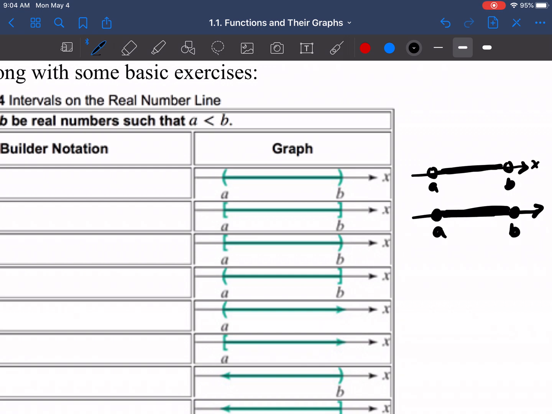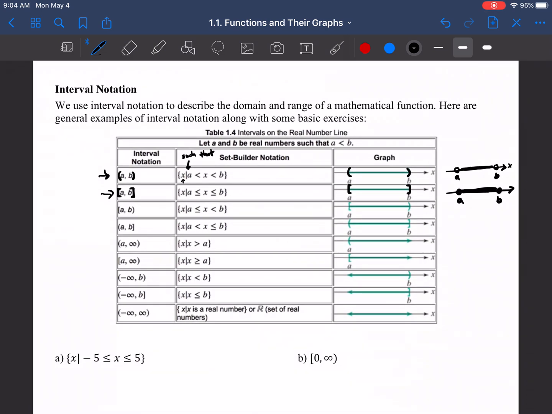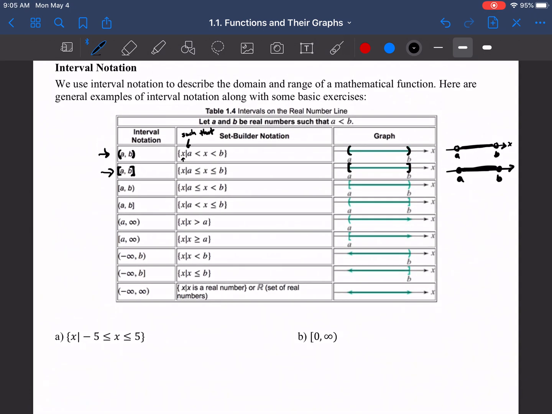Just make sure you know that they mean the same thing, whereas here they're putting the brackets to mean inclusive of A and B, but you may be more used to the open or closed circles when doing this. So either way is fine. So let's take a look here at this one.